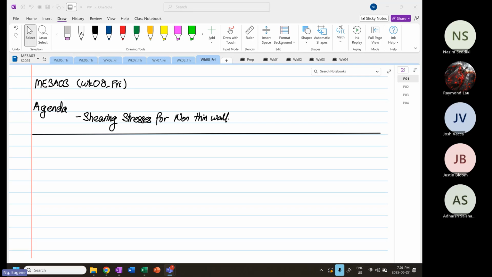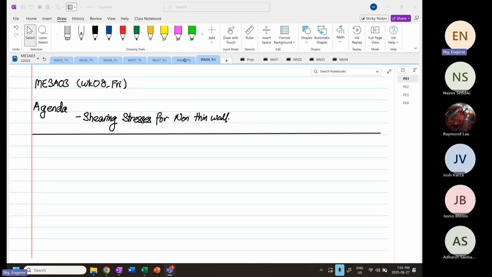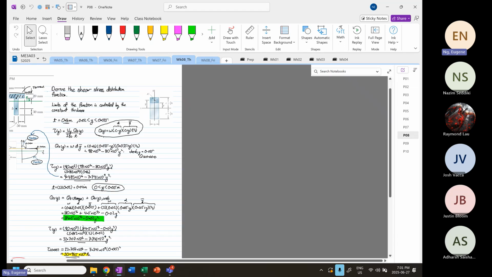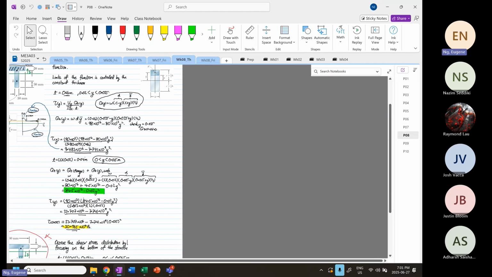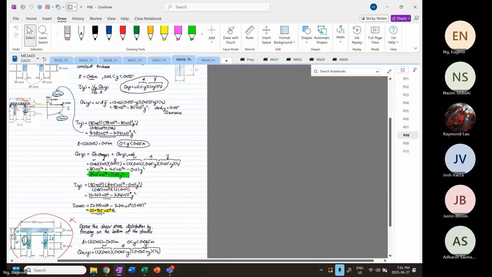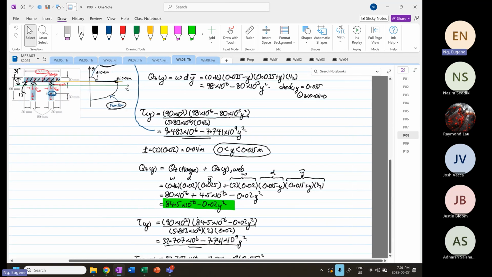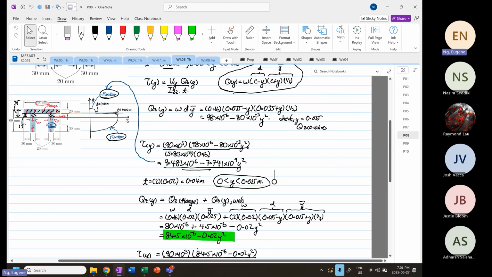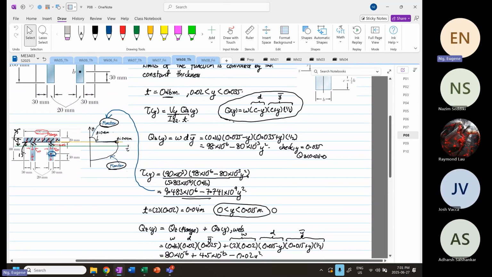We're still going to carry on in shearing stress for thin wall. So yesterday, what we have done is we formed the equation of the distribution of the shear stress. Okay, so we formed two functions.